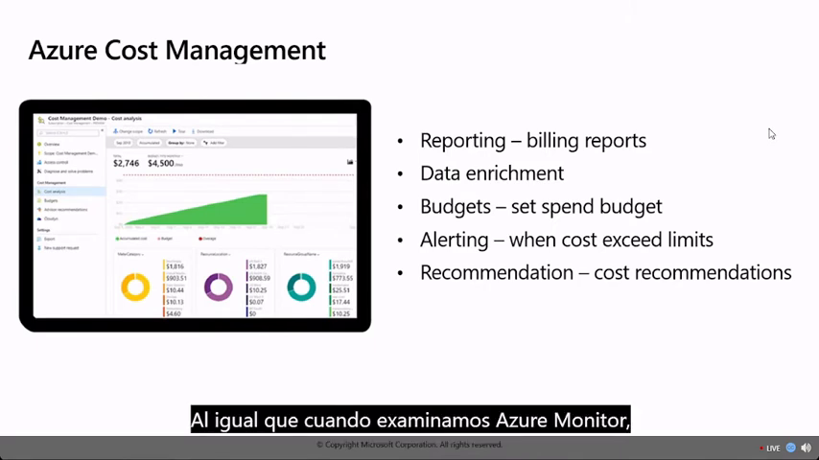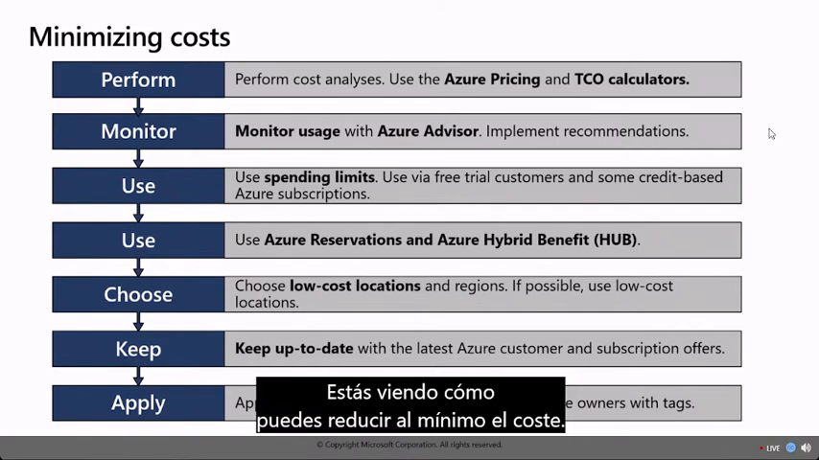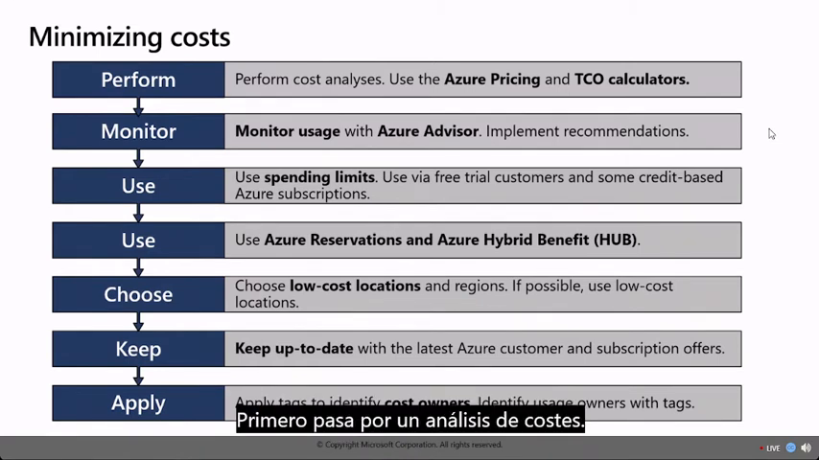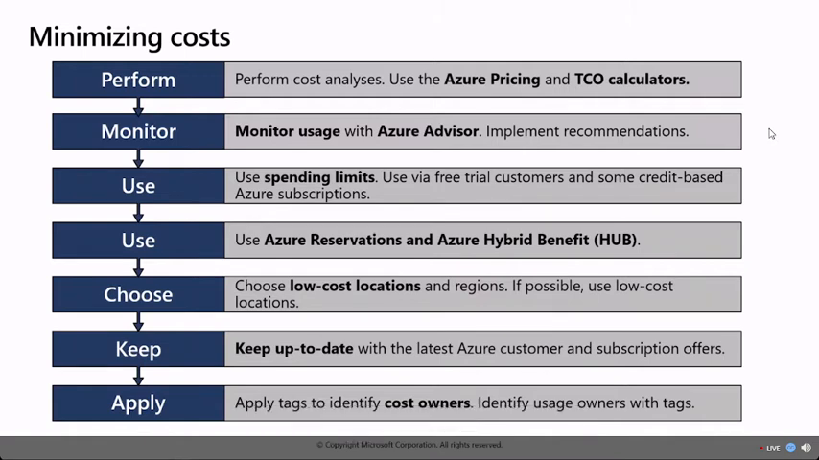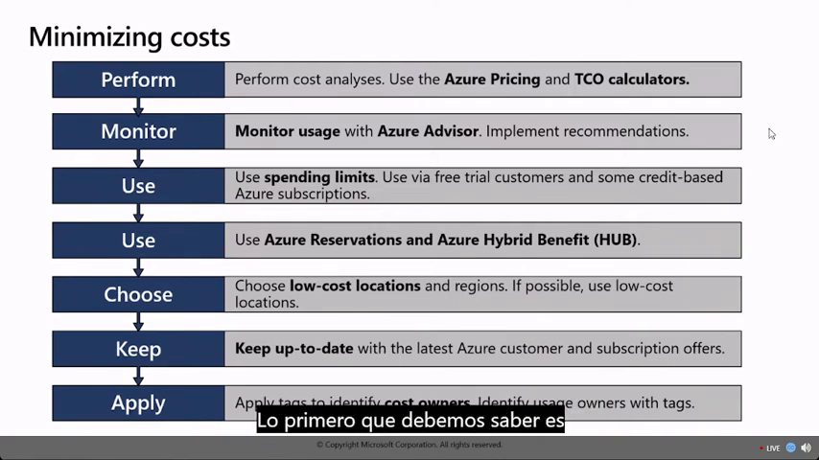And just like when we looked at Azure Monitor, we have that cost management piece, so it's going to make recommendations on how you can save money. And I think that's the big question with anything in Azure: how you can minimize your costs. So first thing, go through a cost analysis. Use the pricing tools that are provided to you. Remember, even though they're estimates, they get you pretty dang close. So the pricing calculator and the total cost of ownership calculator are really important for first understanding, all right, what kind of budget are we looking at?